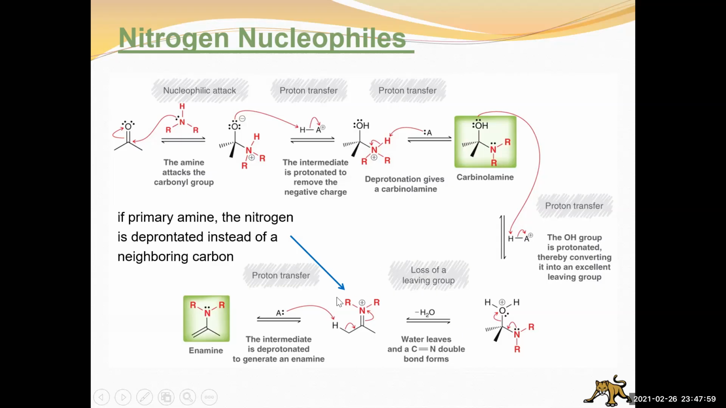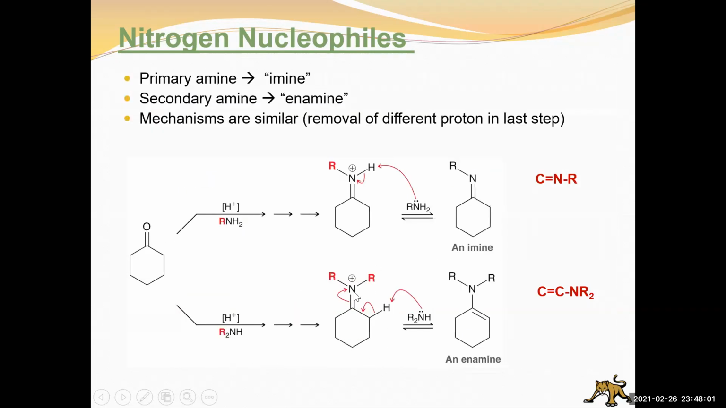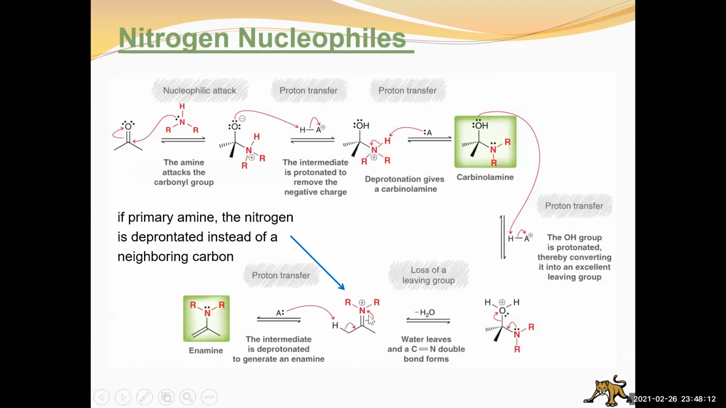Now, at this stage, which is where this one picks up, we're going to look at this very last step, starting from here. If it was a primary amine, you would deprotonate the nitrogen. If it was a secondary, like what's explicitly shown, right, take the proton off the neighboring carbon.